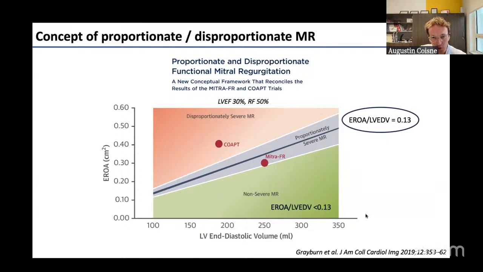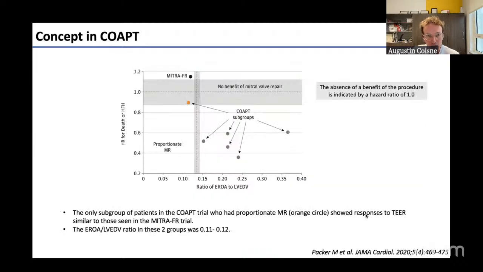And of course, in patients with mitral FR, this ratio was lower than 0.13, and in COAPT, this ratio was higher than 0.13. And interestingly, if we look in COAPT at the subgroups, the only subgroup of patients who had proportionate MR, the orange circle, showed response to TEER similar to those in the Mitra-FR trial. So this ratio between ERA and LV end-systolic volume is really interesting to stratify the risk of this population.